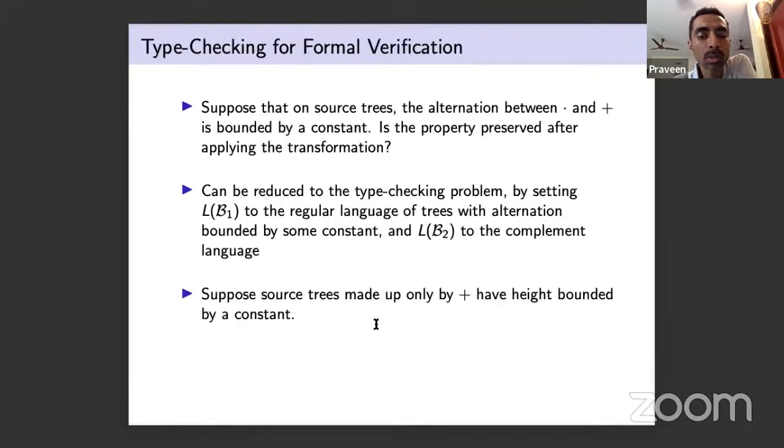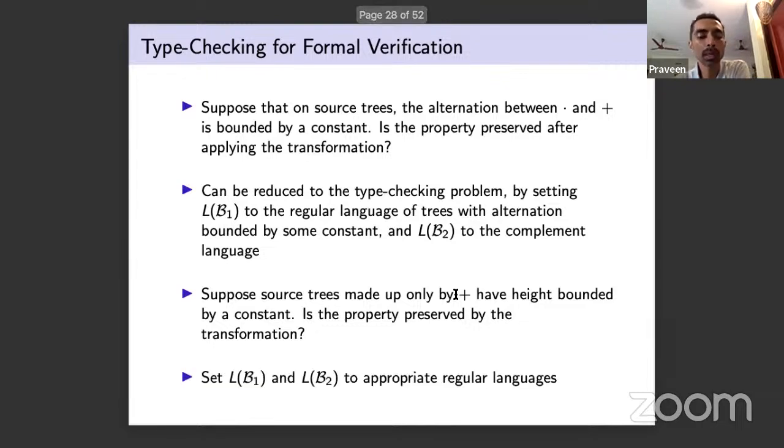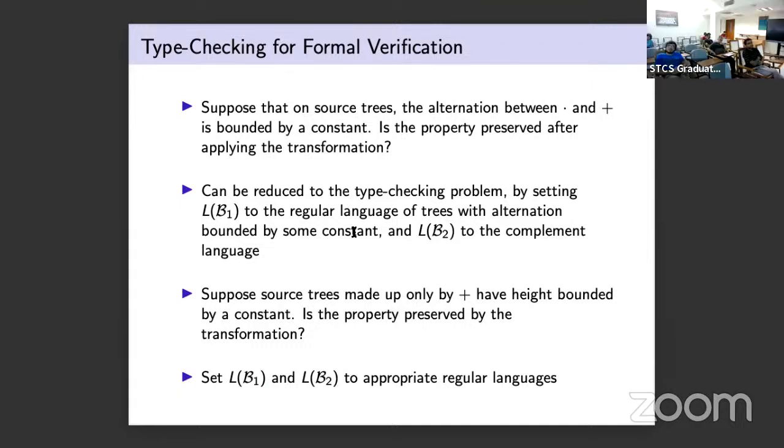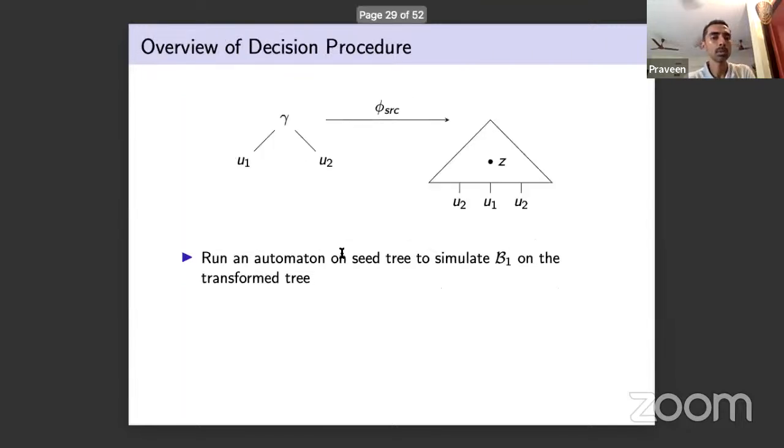So even though on the source side, all the subtrees made up of only addition operators have bounded height, the target trees that you get do not have that property. So again, you can check this by reducing it to the type checking problem by setting L of B1 and L of B2 appropriately. Is this clear? These two examples. Yes. Okay. So this is the motivation for studying the type checking problem, and we show that for our model the type checking problem is decidable.